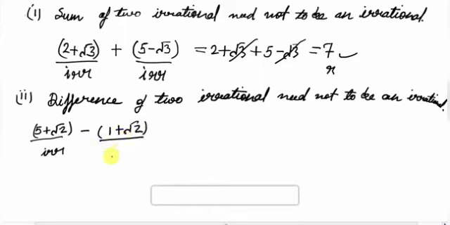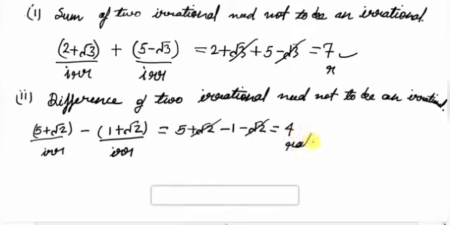Again we will take two irrational numbers. 5 plus root 2 is an irrational number. 1 plus root 2 is also an irrational number. Subtract both of these. What will you get? Root 2 and root 2 will cancel out, and you will get 5 minus 1 equals 4, which is a rational number. So here both the numbers are irrational, but their difference is not irrational.